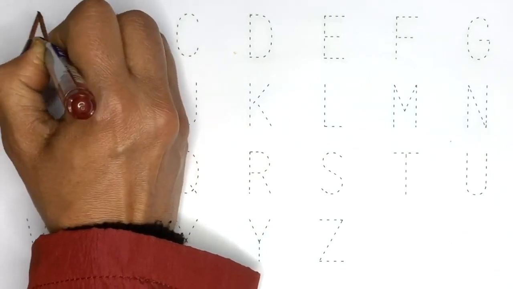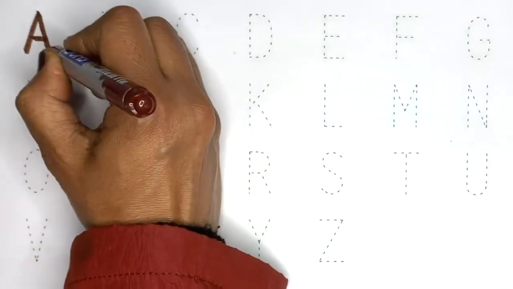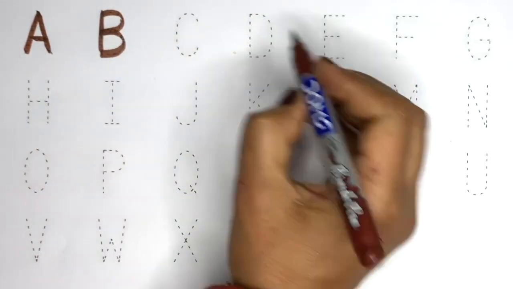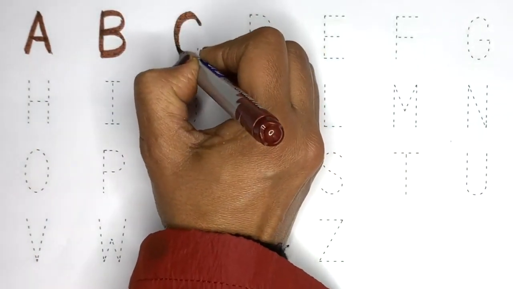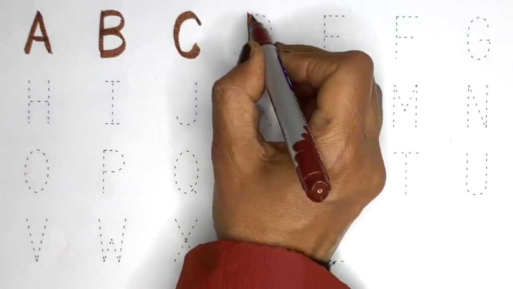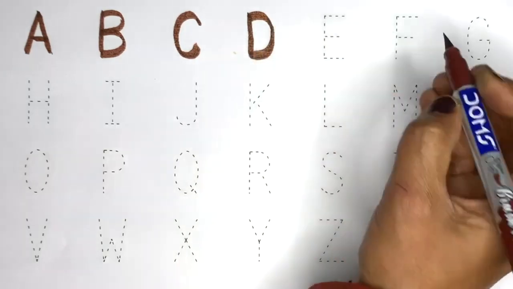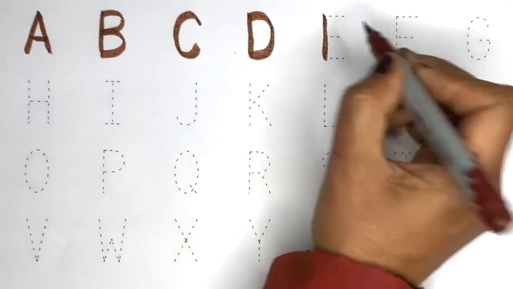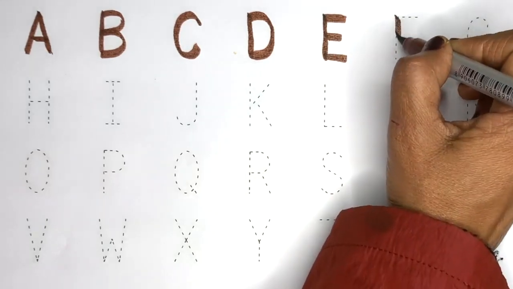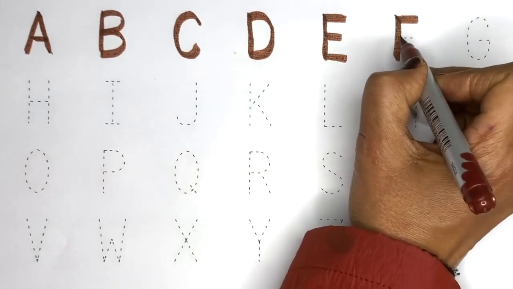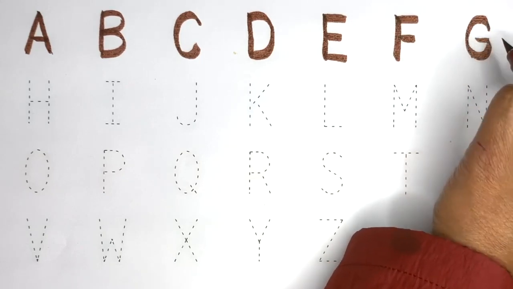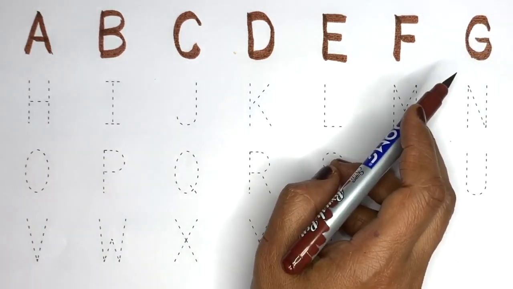A for apple. B for ball. C for cat. D for dog. E for elephant. F for fish. G for grapes. Brown color.